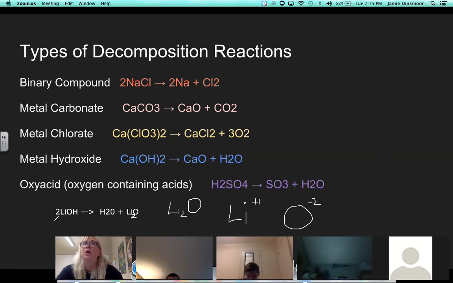Okay, so now we do our check, is it balanced? Well, I see 2 lithiums here. I see 2 lithiums here. I see 2 oxygens here. I see 1, 2 oxygens here. And I see 2 hydrogens here. And I see 2 hydrogens here in water. So this one actually is perfectly balanced. I don't need to put any additional subscripts. Coefficients. I just want to call everything a subscript. So I don't need to do anything else. That one's done.